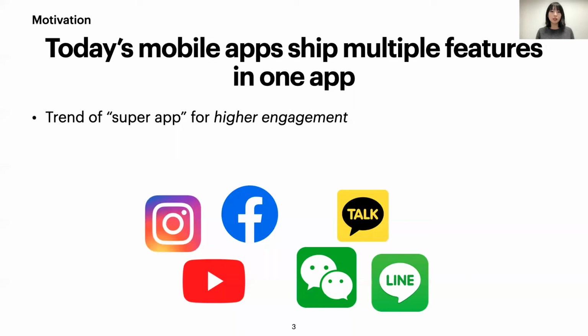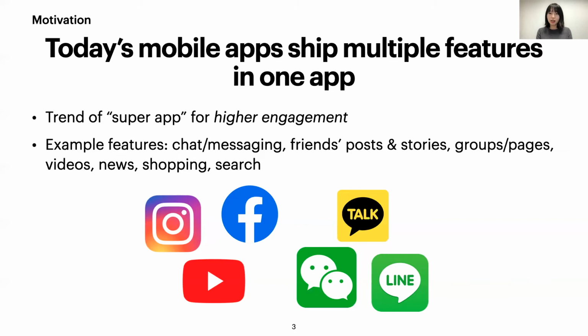These super apps take a strategy to ship multiple features in a single app instead of separating those into multiple apps for higher engagement. Some examples of these features are chat or messaging, browsing through friends' posts, stories, groups, pages, videos, news, shopping, and search, all in the same app.